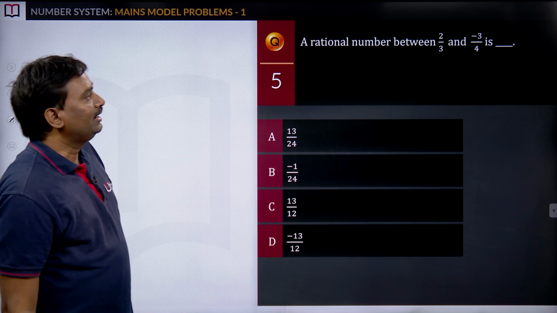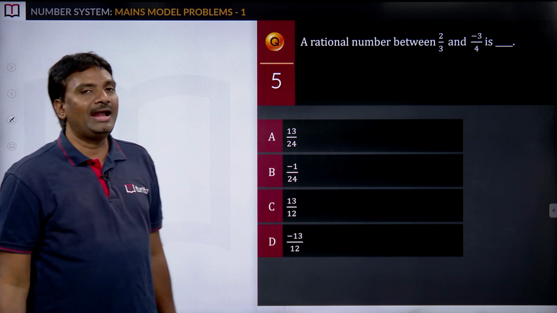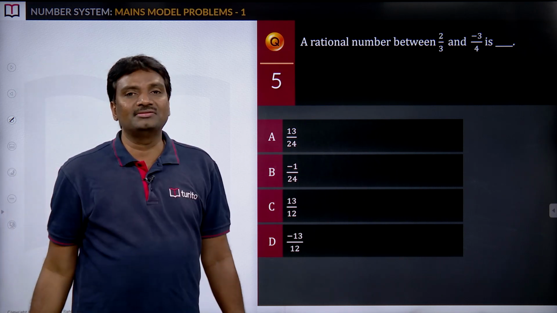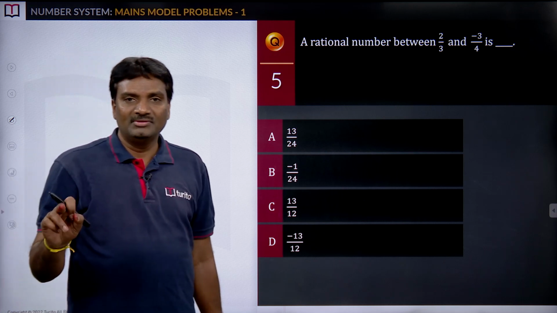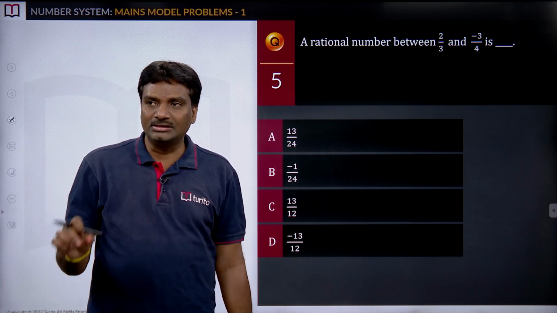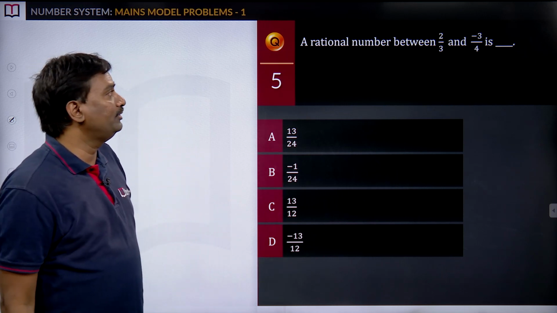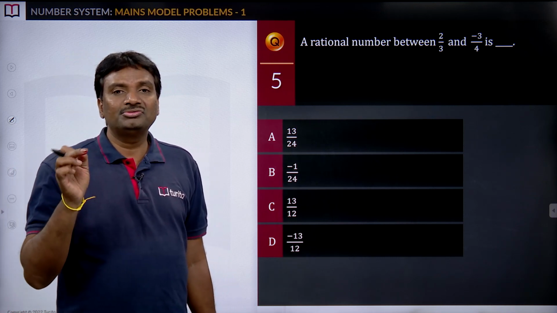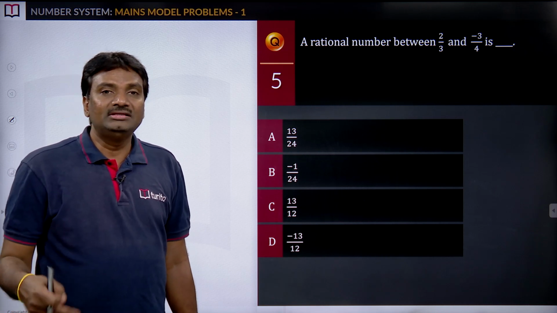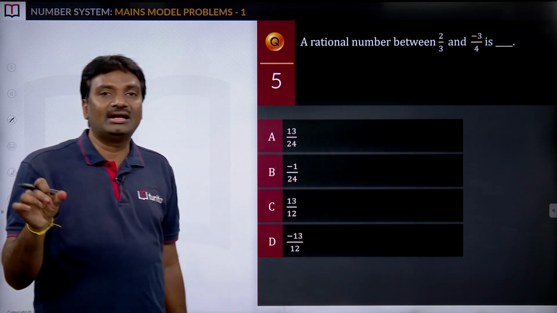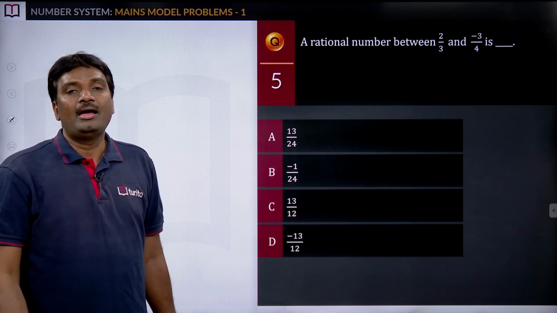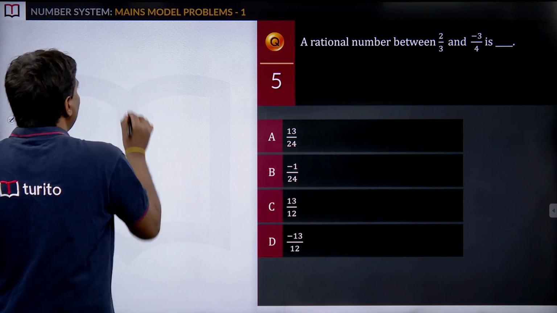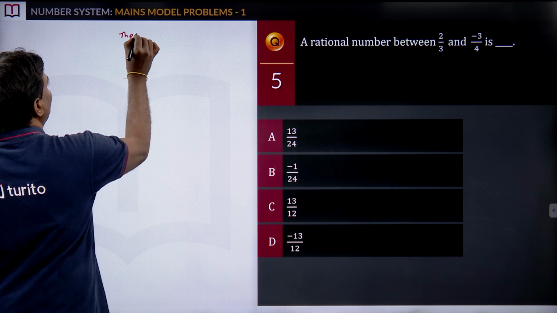Next, a rational number between 2 by 3 and minus 3 by 4 is. To find the rational number between 2 by 3 and minus 3 by 4, here we have one formula. In the 8th standard we have the chapter rational numbers, that is the very first chapter. In that chapter we discussed how to find the rational number between two given rational numbers. Suppose a by b is the first rational number and c by d is the second rational number, then the rational number between them can be found by using the formula a by b plus c by d by 2.